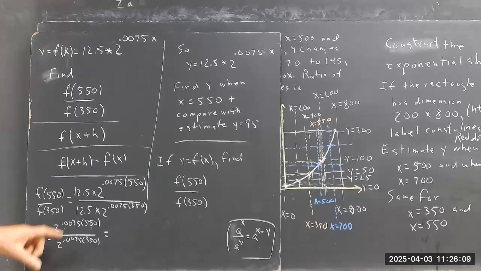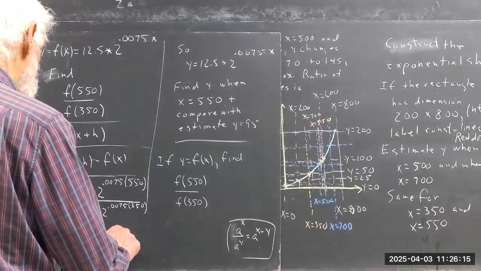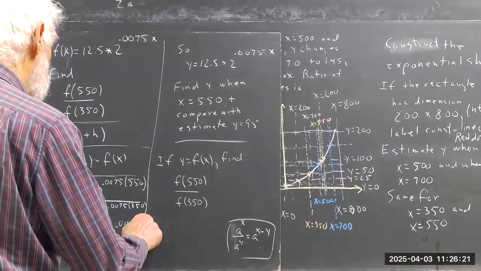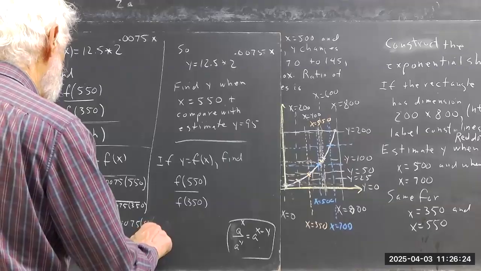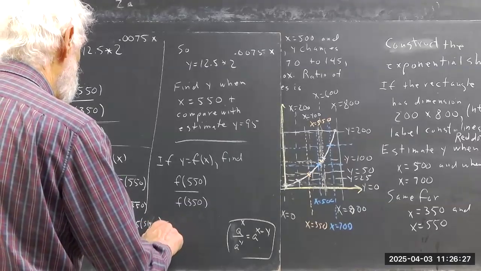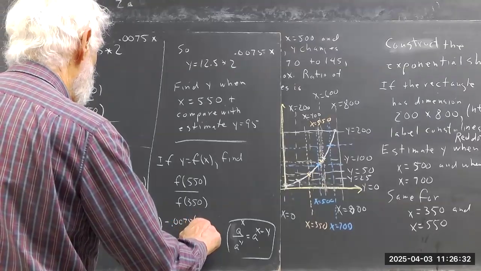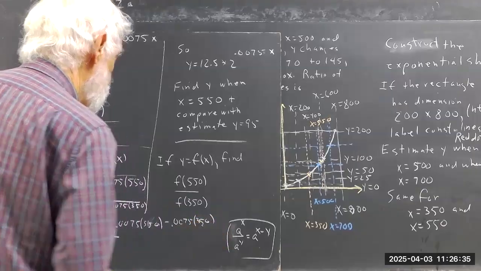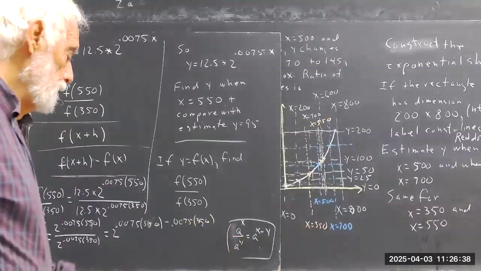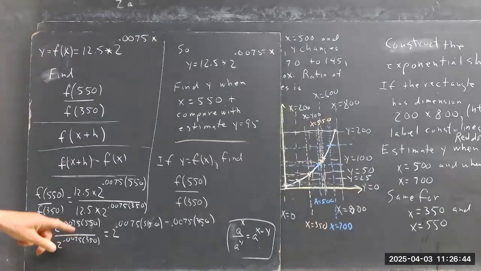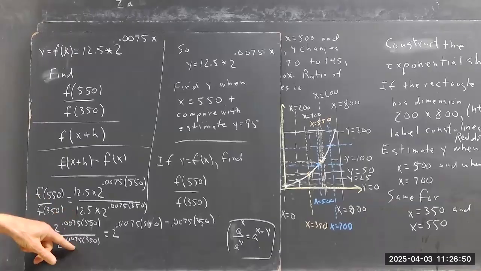Okay. So anyhow, here we have it, and I'm going to do that. I'm going to say, well, that is 2 to the 0.0075 times 550 minus 0.0075 times 350. And I'm going to erase this because it's going to be in my way, but I just wrote it down to remind you what I'm doing here. 2 raised to this divided by 2 raised to this is 2 to this minus this.